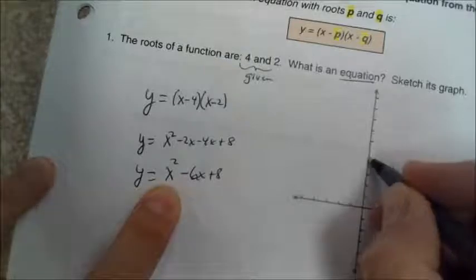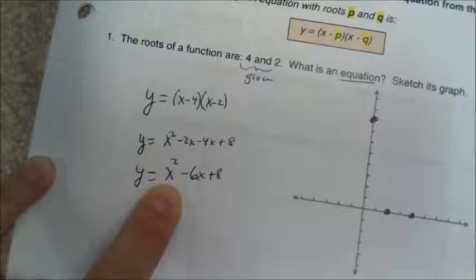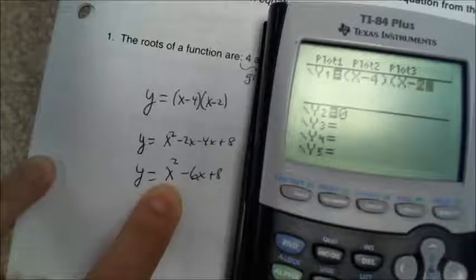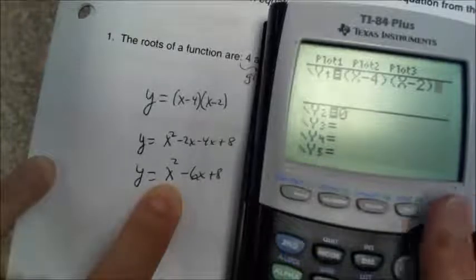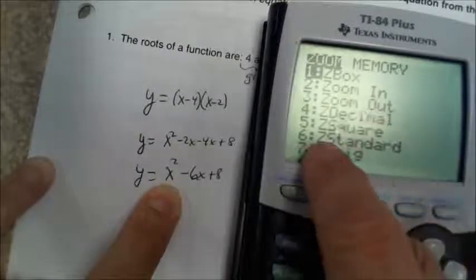1, 2, 3, 4, 5, 6, 7, 8. It goes up there. And if you want to put it in your calculator, you can. You can put it in like this if you want: x minus 4 times x minus 2. Or if you want to put it in x squared minus 6x plus 8, you can do that too. It'll give you the same thing. I'm going to press my zoom key. Zoom standard.